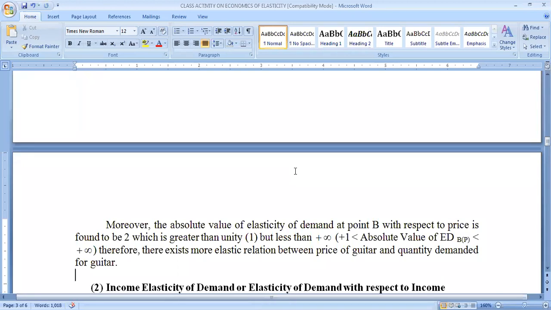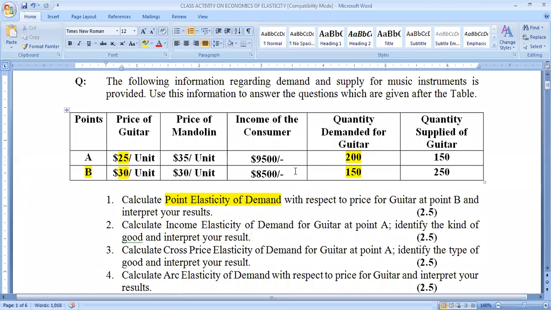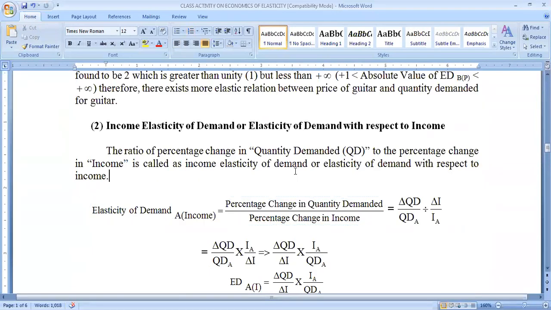Okay. Then there comes question number 2 in this class activity. It is: calculate income elasticity of demand for guitar at point A, identify the kind of good and interpret your result. So we have to find out income elasticity of demand for guitar at point A, right? So let us move towards concept number 2. It is income elasticity of demand, or elasticity of demand with respect to income. Initially, we will discuss its definition.